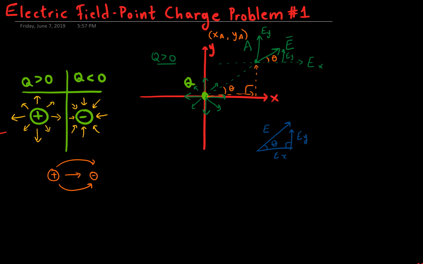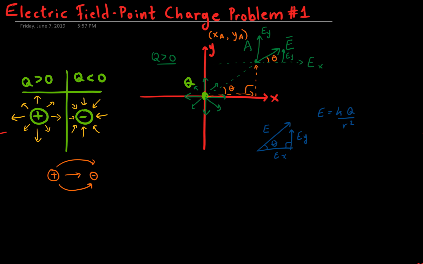Looking at the legs of this triangle, we see we have the x and y components of the electric field. The magnitude of the electric field, which is E, is defined by Coulomb's law: E equals K Q over R squared. And this here is just the magnitude of the electric field, where K is a constant, Q is the value of the charge, and R is the distance from the location of the charge to the point in space where we want to know the electric field.